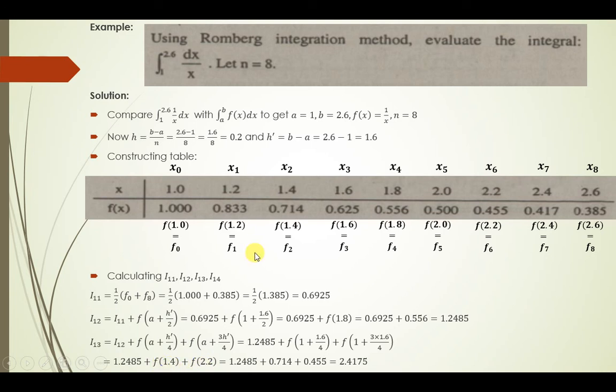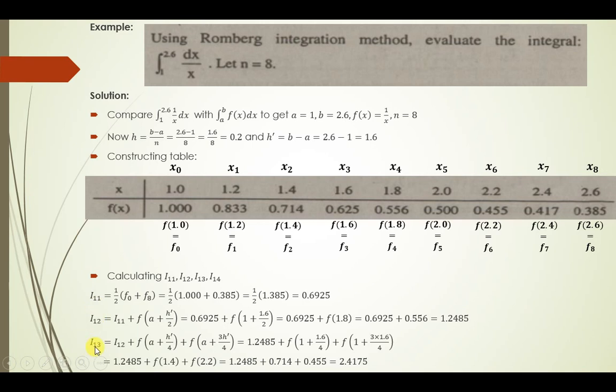F of 1.4 is 0.714. So we have replaced f of 1.4 by 0.714, and f of 2.2 from the table is actually 0.455, so that is replaced by 0.455. Adding these three terms, you'll get this answer, and this answer is I13. We have calculated I11, I12 and I13.